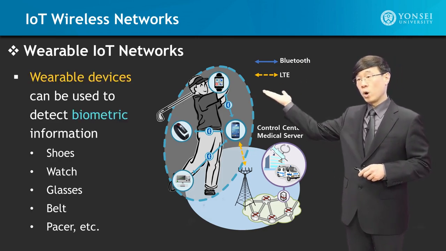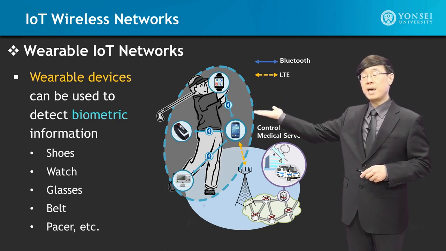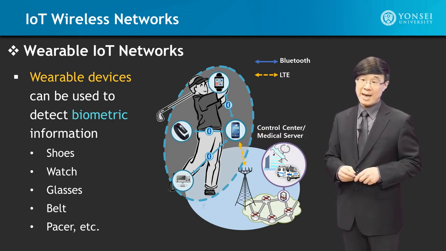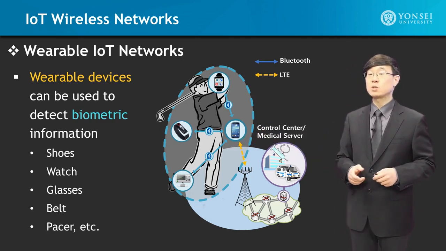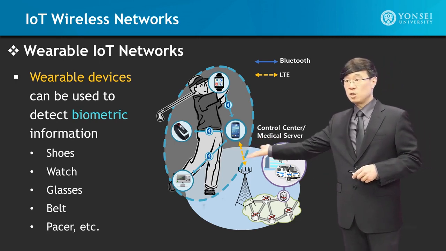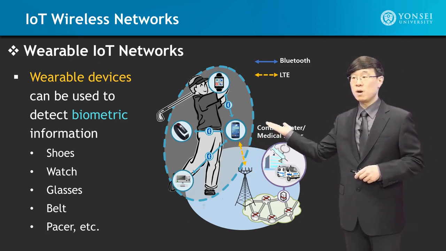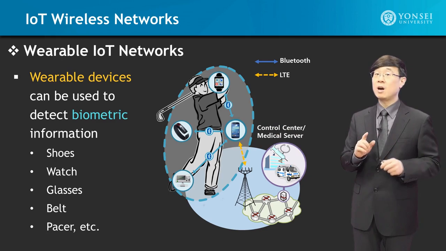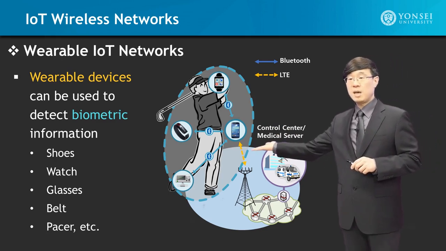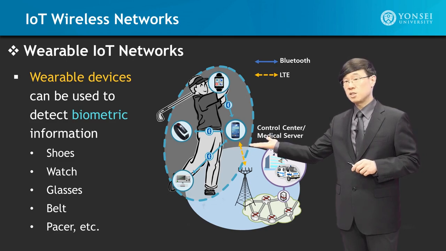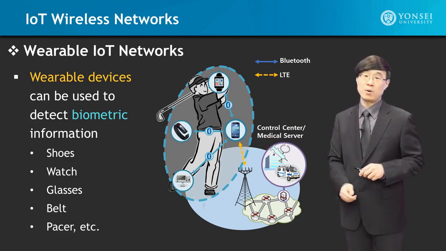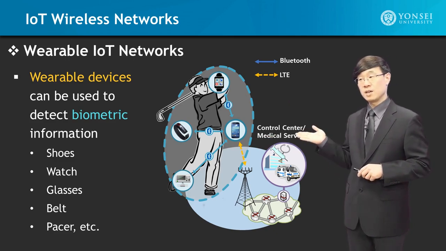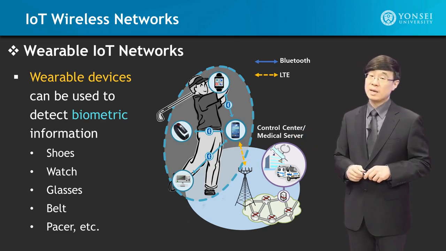Going into the details, wearable devices can be used to detect biometric information from sensors and IoT modules in our shoes, watch, glasses, belt, and pacer, as well as other devices. These devices could be sending information to our smartphone, and our smartphone could be connecting it to the cellular network. In addition, there are some cases where these devices may be equipped with a special type of wireless technology that directly connects us to the wide area network. Now, we'll talk about that very soon, but first we'll go over the details of these wireless PAN and wireless LAN technologies.